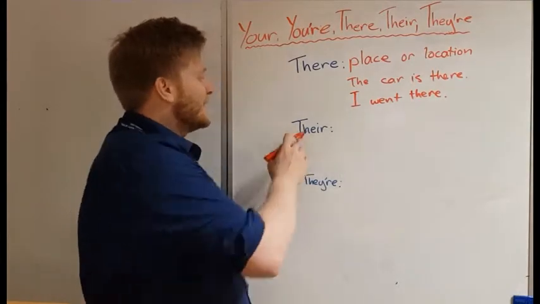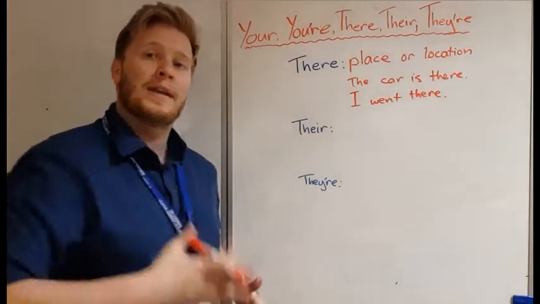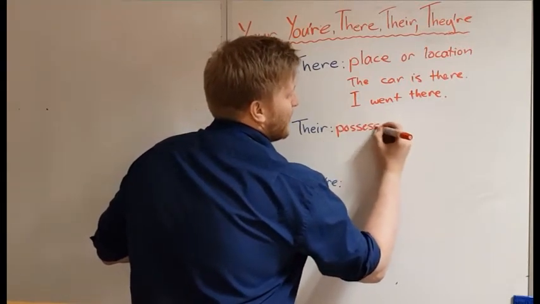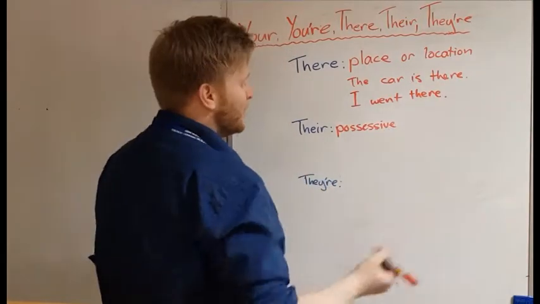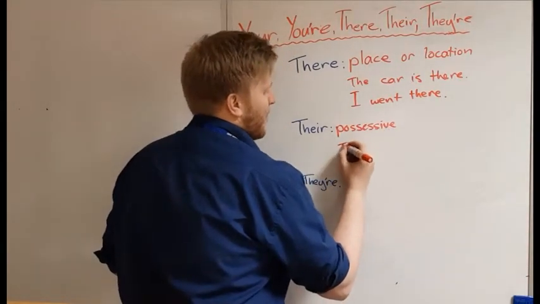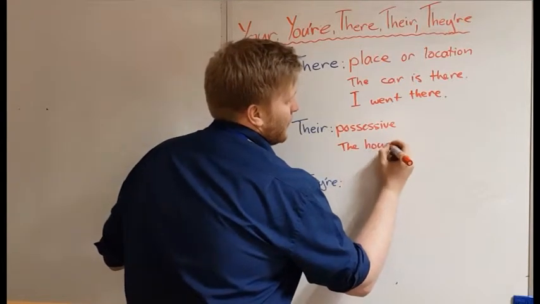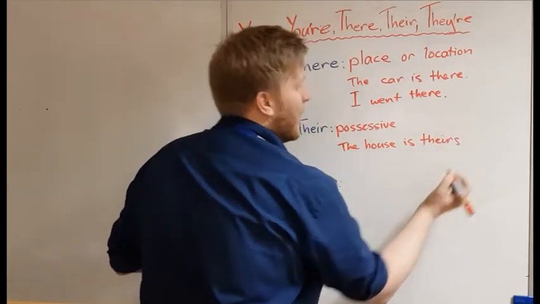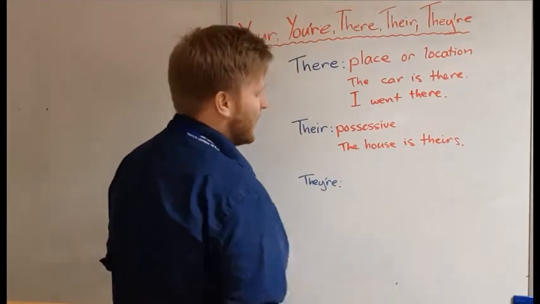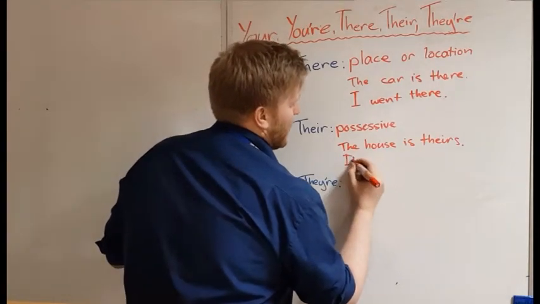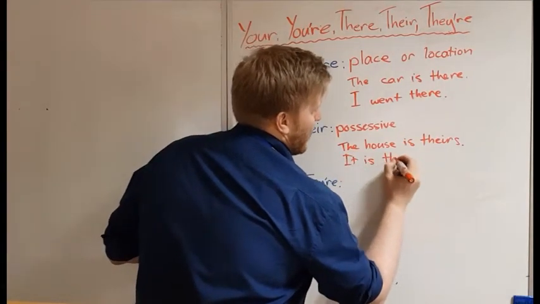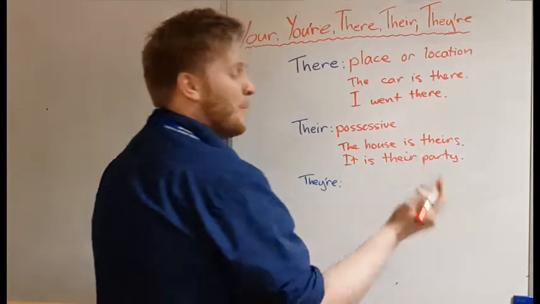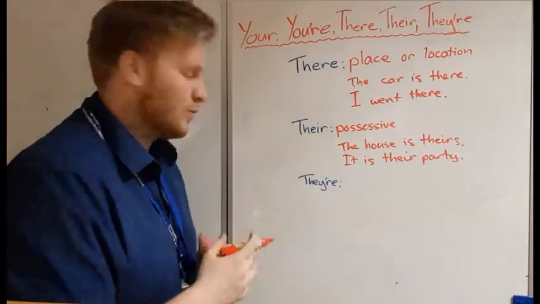Now, the next one we're going to look at is their, where it's T-H-E-I-R. Now, this is possessive, okay, which tells us that something belongs to someone. So you might say something like, the house is theirs. Okay, the house belongs to them. We might have something like, it is their party. This is saying that the party belongs to them. They're the ones that own it.